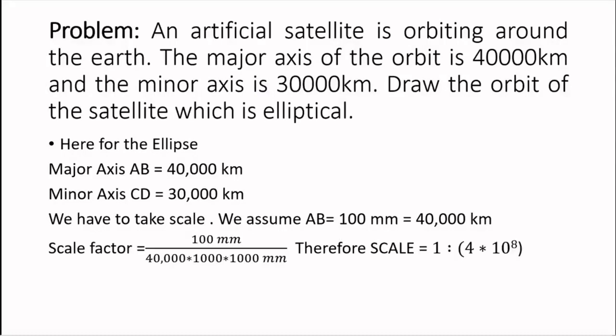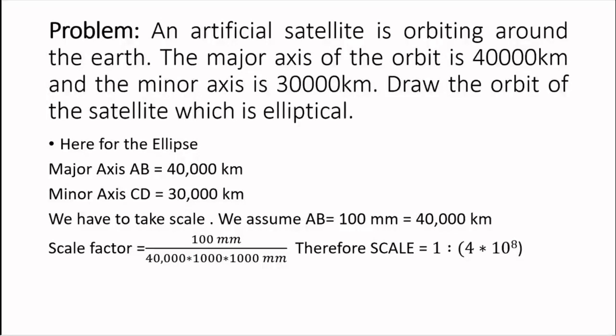So the scale factor can be found by dividing 100 mm by 40,000 kilometers, which I have converted into mm. So 40,000 multiplied by 1000, so I have converted into meters, and again I multiply by 1000, so it would be in millimeters. So therefore I get a scale of 1:4 × 10^8. Remember, this should be mentioned along with your problem on the sheet or sketchbook whenever you are providing the ellipse.